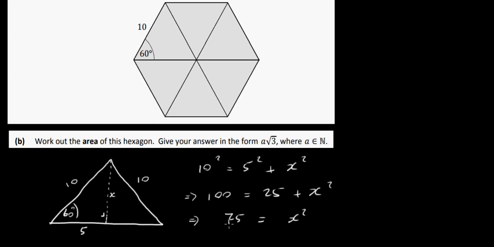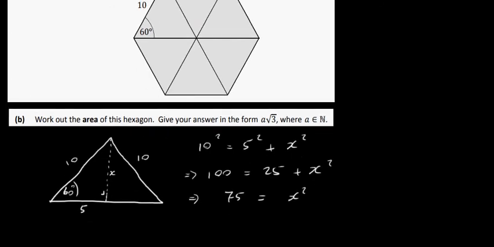Now what I'm going to do is find the area of this triangle here. In order to do that, I'm going to need to find the height. Remember, the area of a triangle is half the base times the height. So we know the base is 10, but we don't know this height here. Let's call it x. So I'm just going to use Pythagoras' theorem to find out what x is. I'm going to say 10 squared is equal to 5 squared plus x squared. So that just gives me 100 is equal to 25 plus x squared. That gives me x squared is equal to 100 minus 25, which is 75.